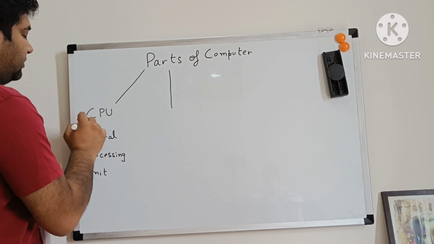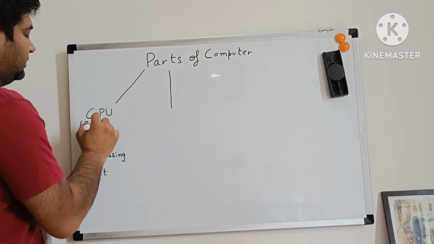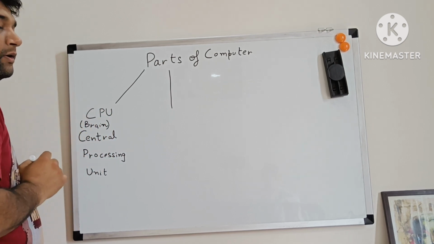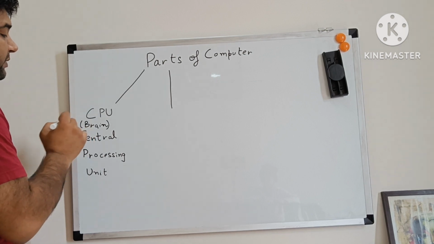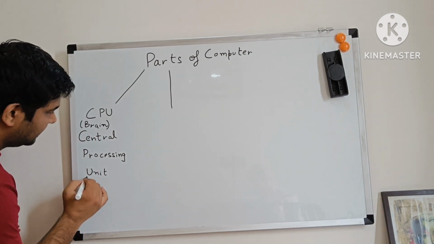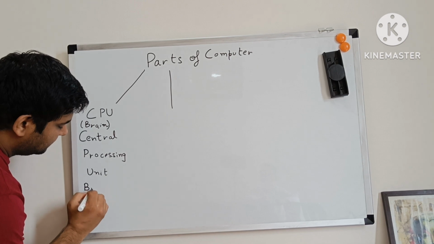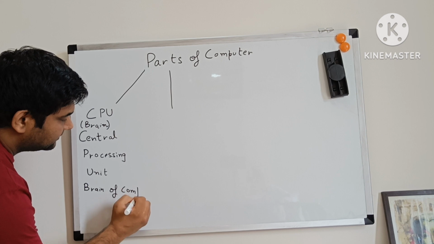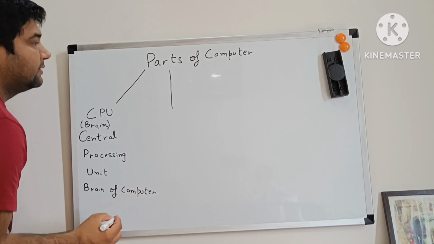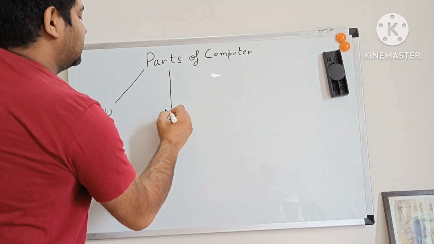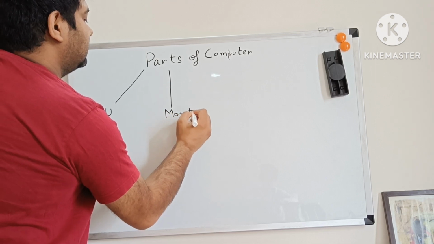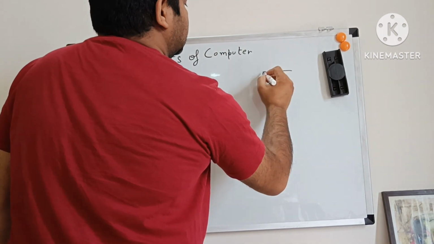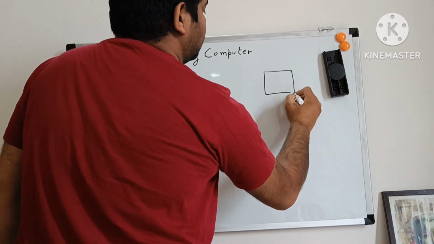This is also called the brain of computer because all the information is stored here. We can write like this: brain of computer. Then we have monitor. Monitor is the screen which you see, right?